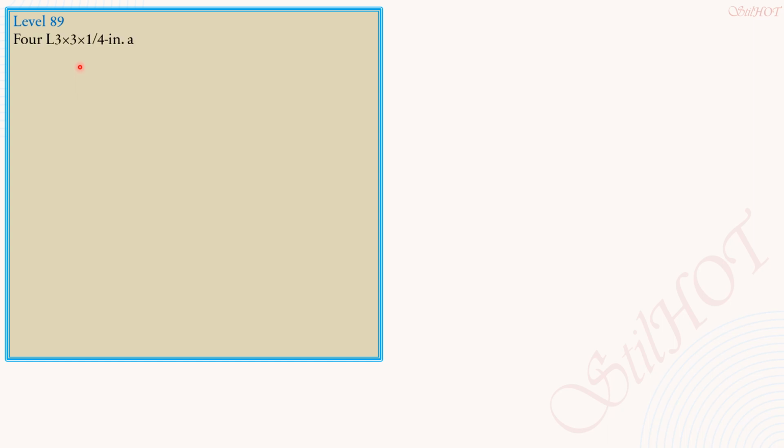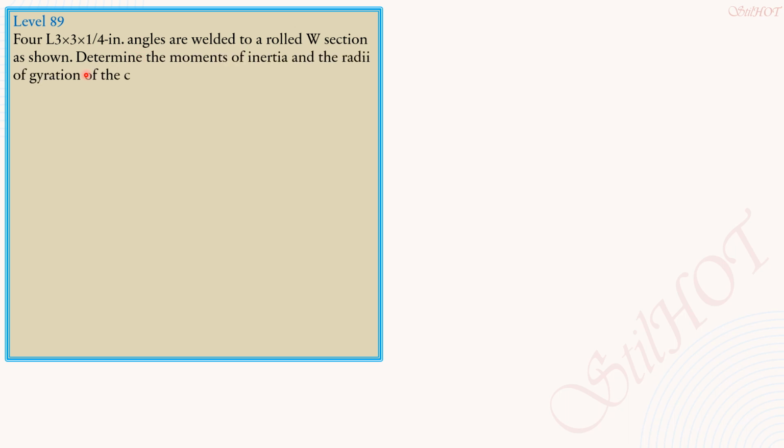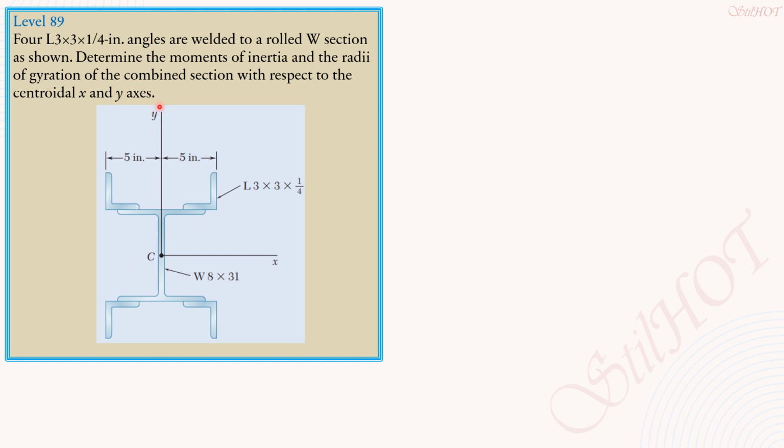Level 89, four angles 3 by 3 by 1/4 inch are welded to a rolled W section as shown. Determine the moments of inertia and the radii of gyration of the combined section with respect to the centroidal x and y axis. So the x and y axis would be the axis of symmetry for this orientation of the wide flange and four angles. Then along with this problem would be the properties of this wide flange W8 by 31 and angles 3 by 3 by 1/4.